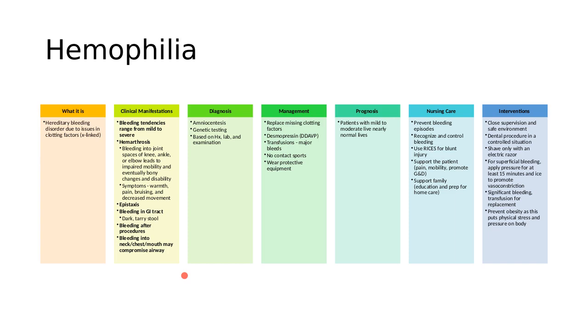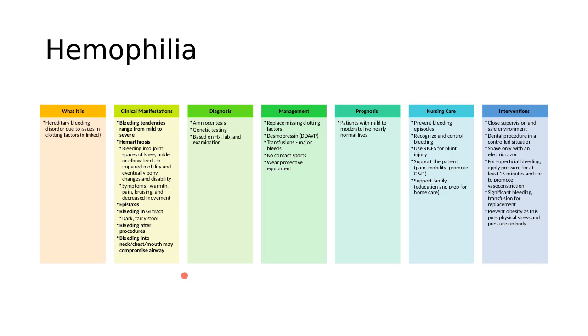And then you always want to have them wear protective equipment, especially if they're riding a bike or doing something like that. Prognosis, so patients with mild to moderate hemophilia will live nearly normal lives. Nursing care, so you want to prevent bleeding episodes. Make sure your patient is safe and is not at risk for anything that could cause them to injure themselves. You want to recognize and control bleeding early. Use RICE for blunt injury, so that's the rest, ice, compress, elevate, support.